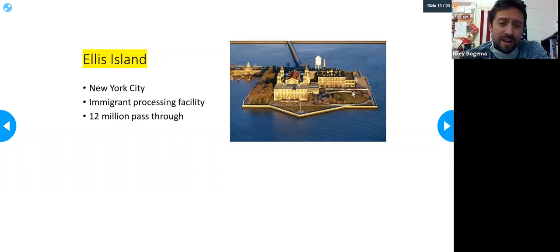You've probably seen stories about this. You'll be watching a video on Ellis Island. You have to be checked medically and get processed, and you pass through, and there weren't a lot of restrictions during this time period because immigration was encouraged.